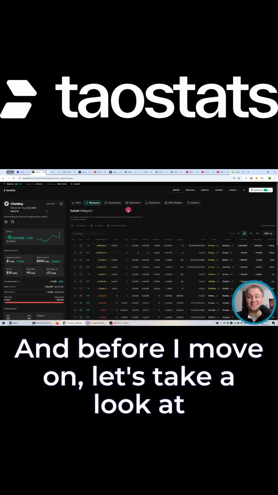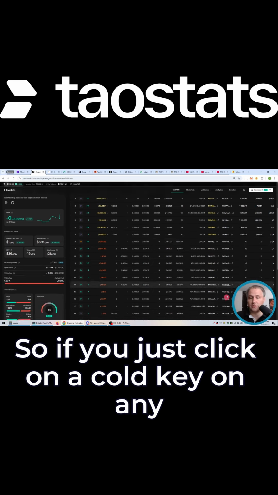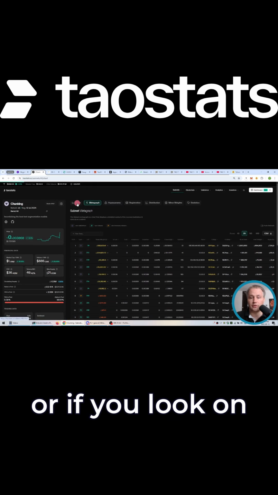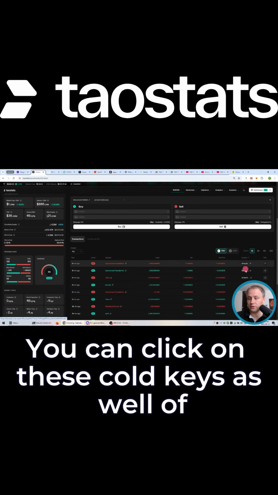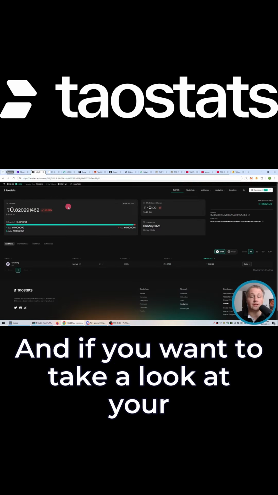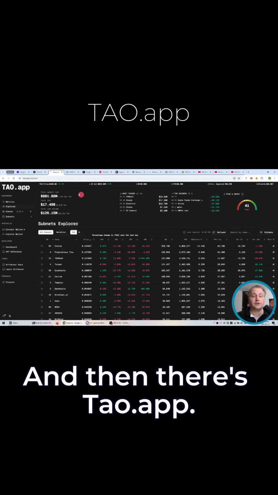And before I move on, let's take a look at the balance of a particular wallet. So if you just click on a cold key on any of these wallets in the metagraph, or if you look on the recent transactions here, you can click on these cold keys as well of people who are trading. You can see their wallet balance here. And if you want to take a look at your wallet, you can just copy and paste your address to the URL here.